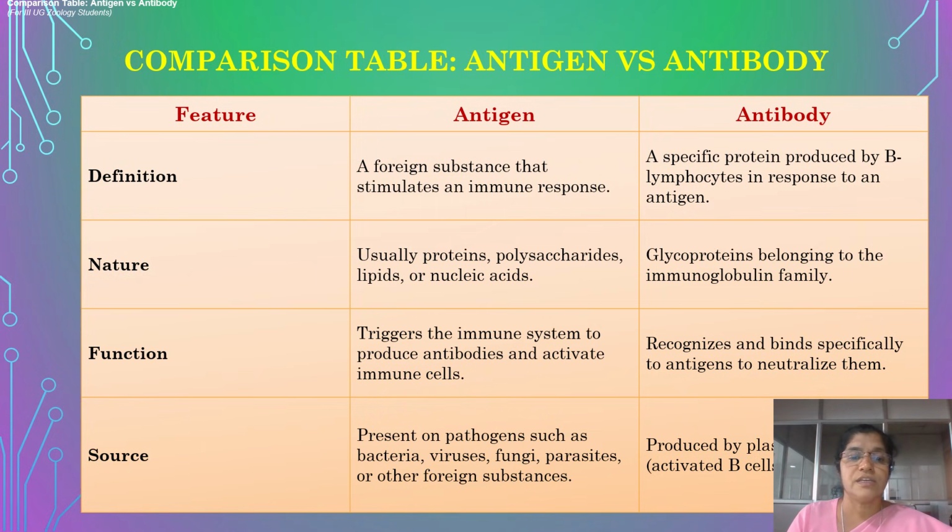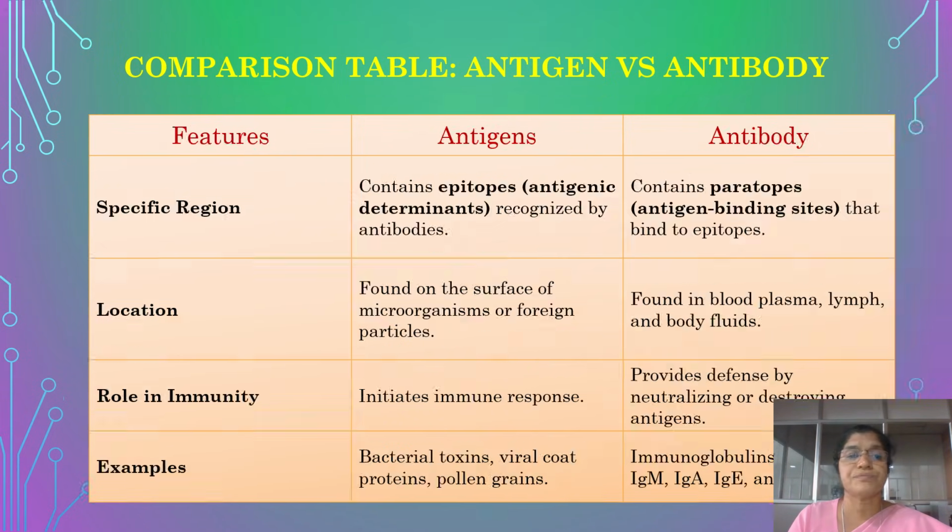The sources of antigens are bacteria, viruses, fungi, parasites or other foreign substances. The sources of antibodies are B cells, with T cells and B cells produced from the thymus and bone marrow. The specific region of the antigen is the epitope or antigenic determinant recognized by the antibody. The specific region of the antibody is the paratope or antigen binding site that binds to an epitope. Antigens are found on the surface of microorganisms or foreign particles. Antibodies are found in the blood plasma, lymph and body fluids.